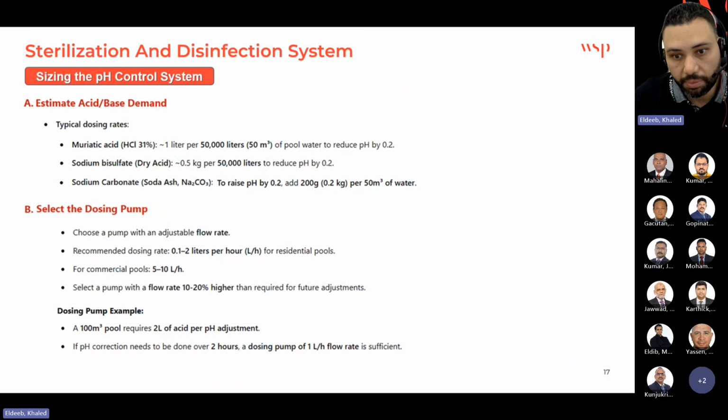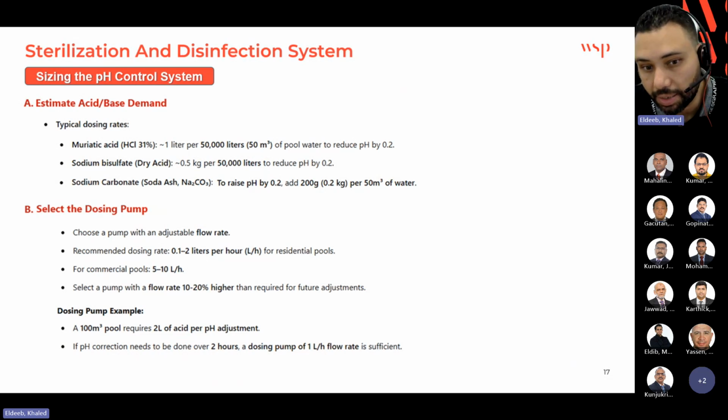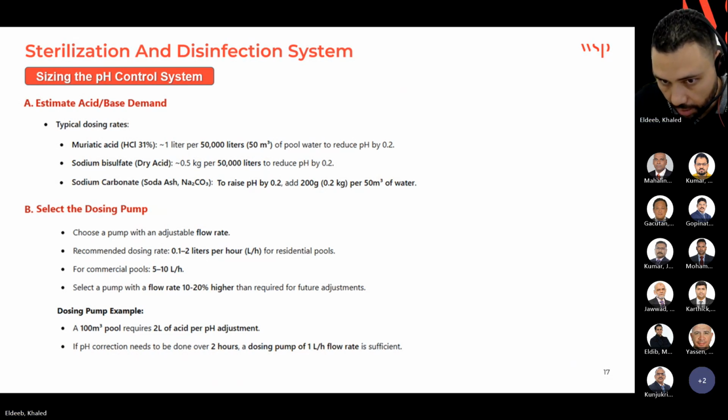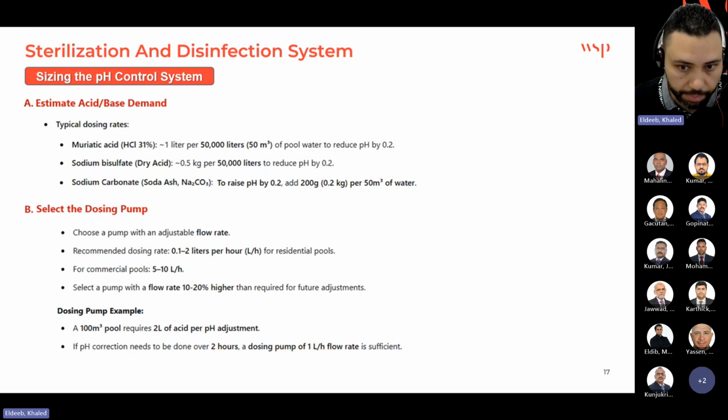So once you estimate the demand, we do the same to select the dosing pump, because the dosing pump in the pH system is a little standardized, because we don't have continuous dosing like the chlorine dosing, for instance. It just feeds as needed automatically to maintain the pH level. So you can roughly select a dosing pump that suits your pool, something between 1 to 10 liters per hour, as we will see in the next example.